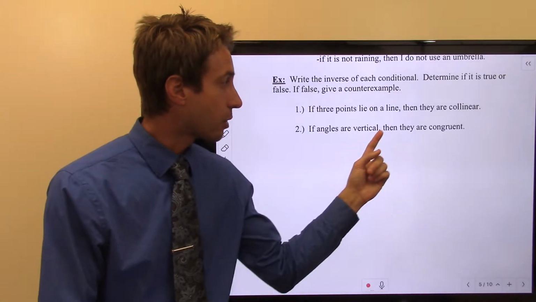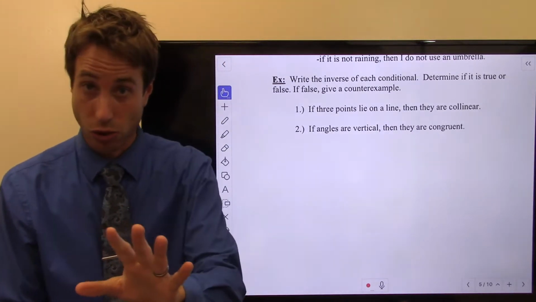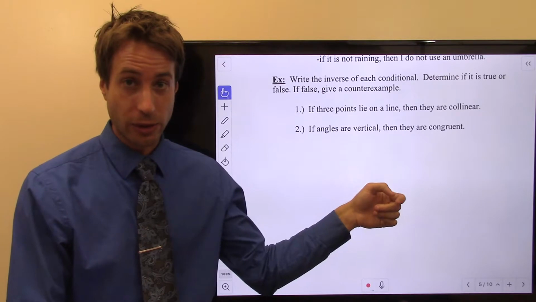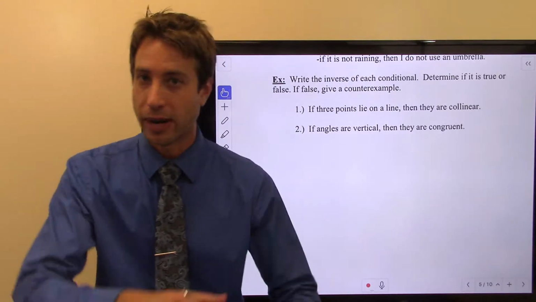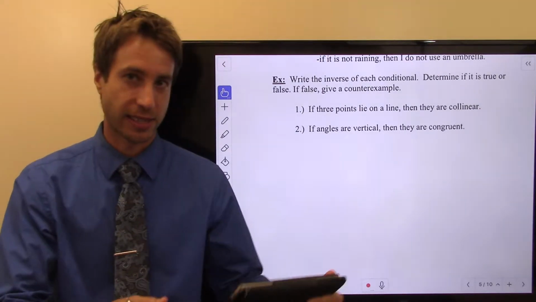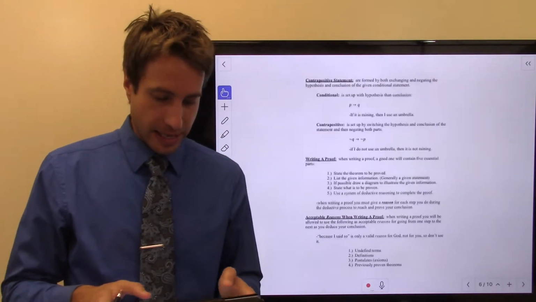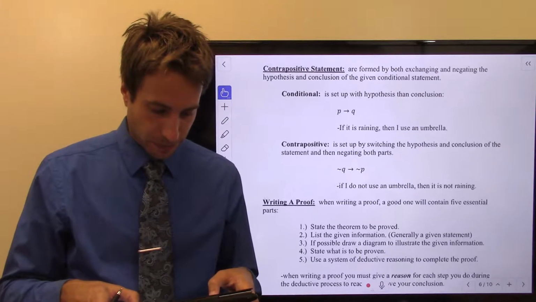If angles are vertical, then they are congruent. So, to negate that: if angles are not vertical angles, then they are not congruent. Just negate both the hypothesis and the conclusion. Really, really easy stuff. I know, I'm beating a dead horse here. Let's move on.